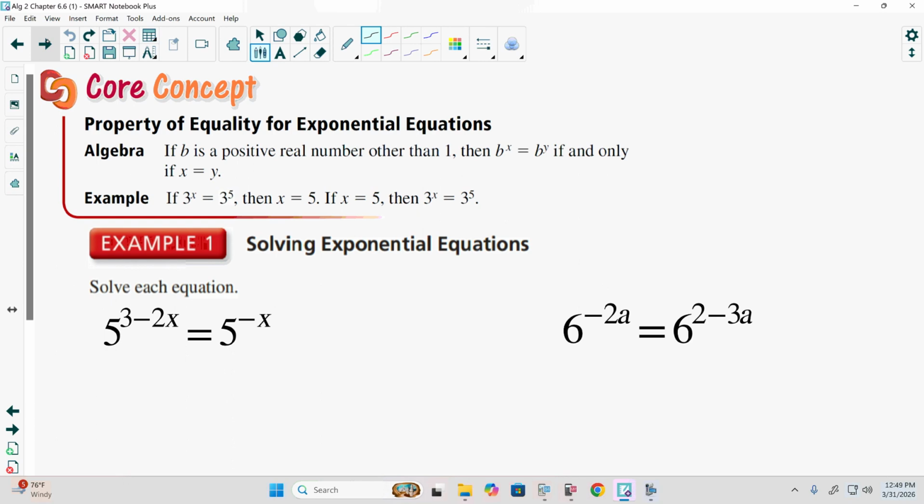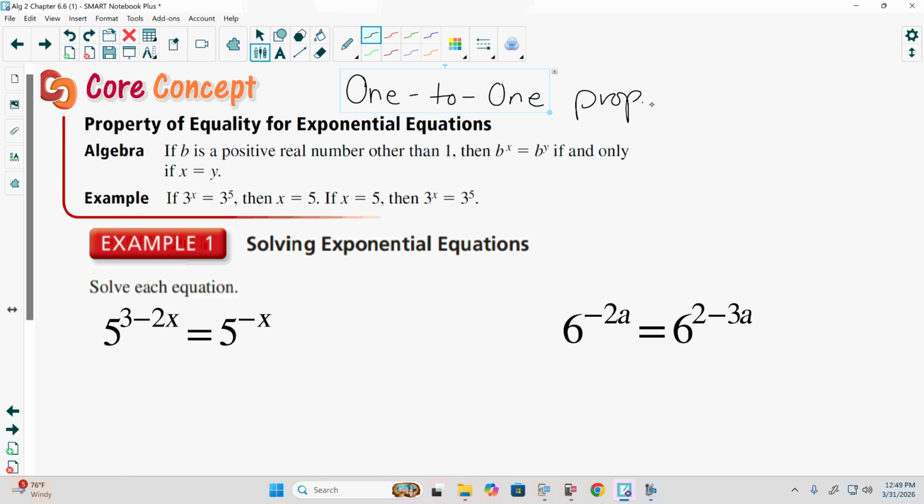What we're starting today, and really the rest of chapter 6, is solving exponential and logarithmic equations. Now, this property that we have here, the property of equality for exponential equations, I call, and some call, the 1-to-1 property.